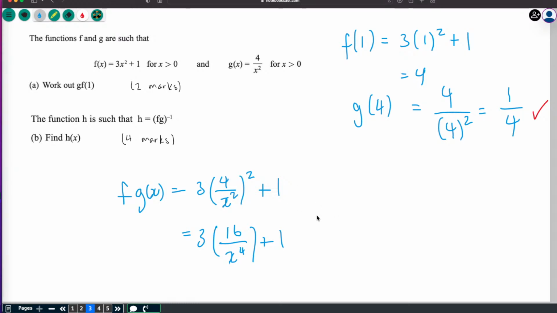And then we're going to run out of room. Actually, I need to be a little bit clever about how I use my space here. This is 3 times 16 is 48 over x to the 4 plus 1. And I'm going to leave it like that. I'm not going to combine that into one fraction. And you'll see why in a minute. So that's f of g. Now we want the inverse of that. You remember how to find the inverse of a function?